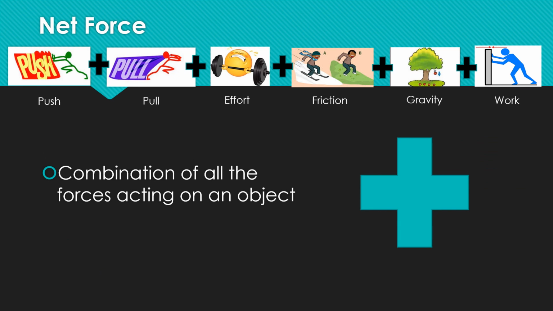Now, net force is all of these forces acting on an object at the same time. A push, a pull, effort, friction, gravity, and work. So with your body, I want you to figure out a way to make your body look like a plus sign. You can either put your hands out to the side so that you look like a plus sign, or you can cross your arms in front of you in the shape of a plus sign. That will help you remember that net force is all of those forces added together.